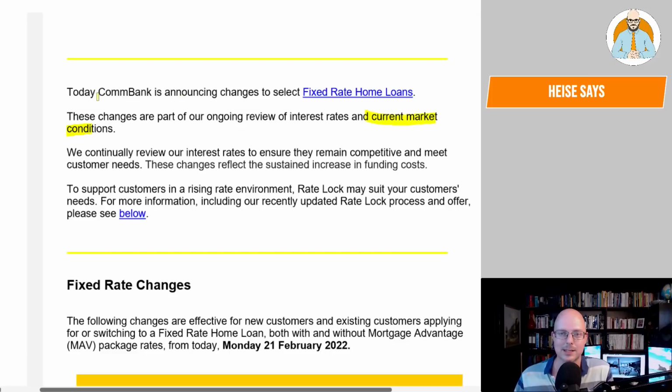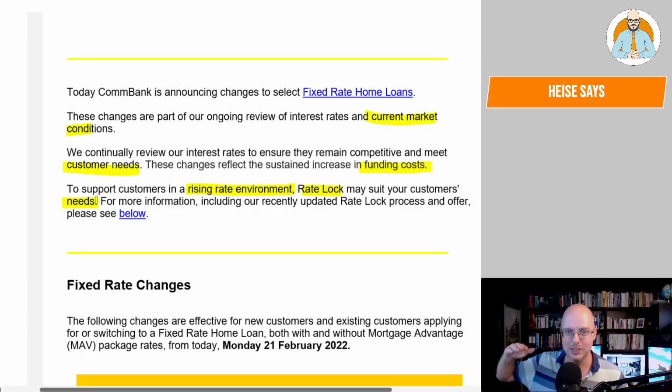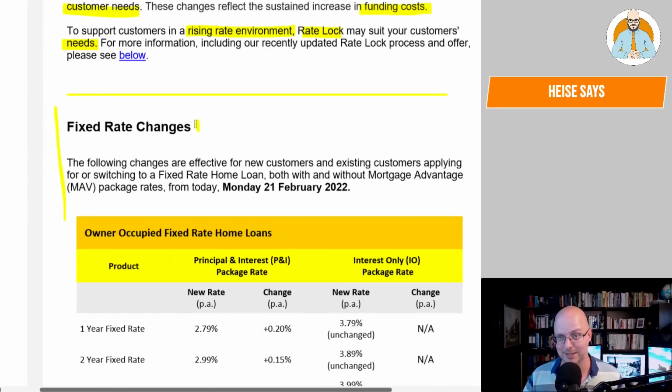They're definitely getting their money out of these emails because we're hearing them again and again. We continually review our interest rates to ensure they remain competitive and meet customer needs. By putting them up, these changes reflect the sustained increase in funding costs. To support customers in a rising rate environment, rate lock may suit your customers' needs. Now, this is for the brokers. So rate lock, say you've got a potential guaranteed mortgage and you pay a fee to lock your rate in. So if the interest rates go up between when you sign the contract and before you get pre-approval, boom, rate lock.